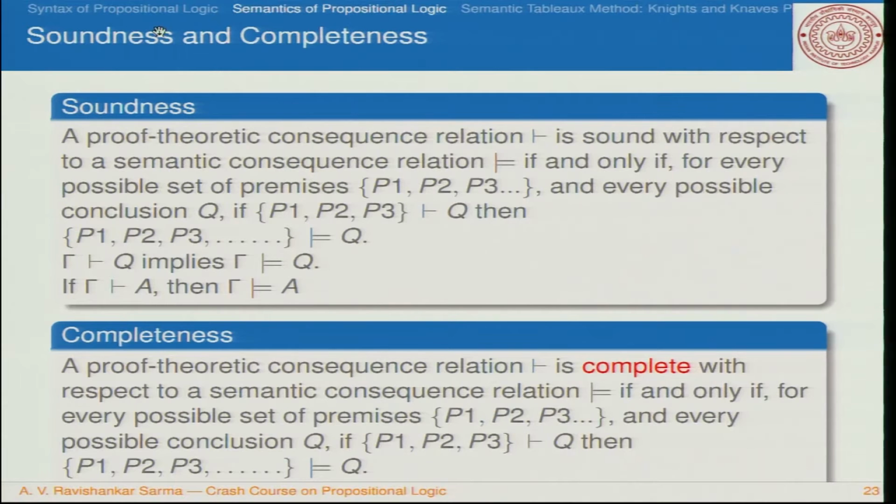So if A is deduced from gamma, then A is a semantic consequence of gamma, A is considered to be a logical consequence of gamma. That means all provable things are considered to be true. And completeness is like this: any proof theoretic consequence relation, single turnstile, is considered to be complete with respect to a semantic consequence relation, double turnstile, if and only if for every possible set of premises P1, P2, P3 etc., and every possible conclusion Q, this Q has to be a semantic consequence of all these things P1, P2, P3. That means all these premises should make the conclusion true.